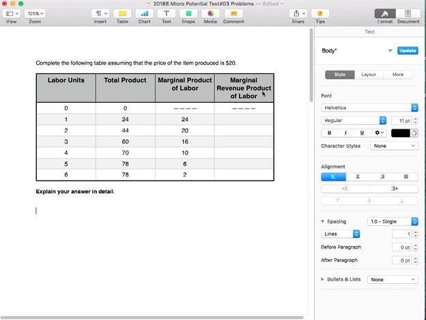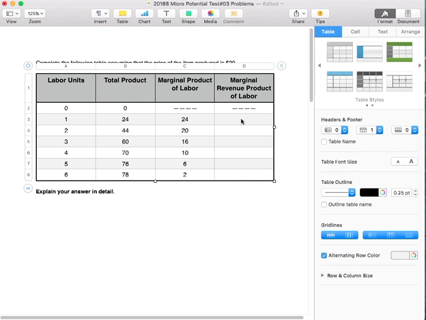For the marginal revenue product of labor, you just take the marginal product of labor and multiply it by the price. So we have 20 times 24, which I'm going to do in my head is equal to 480. Let me pull out my calculator just to check. Come on, calculator, work for me, please.